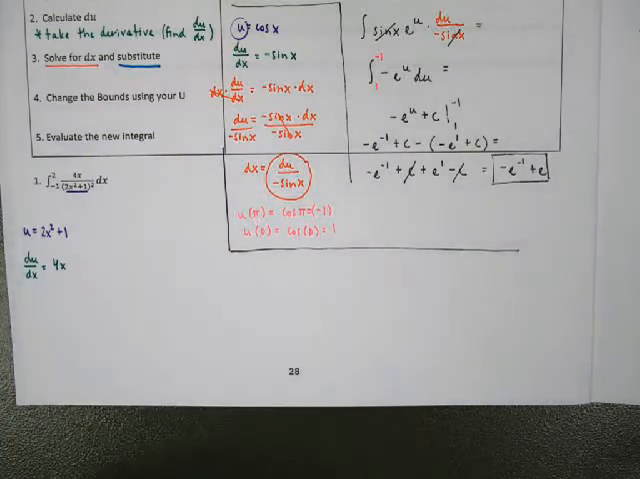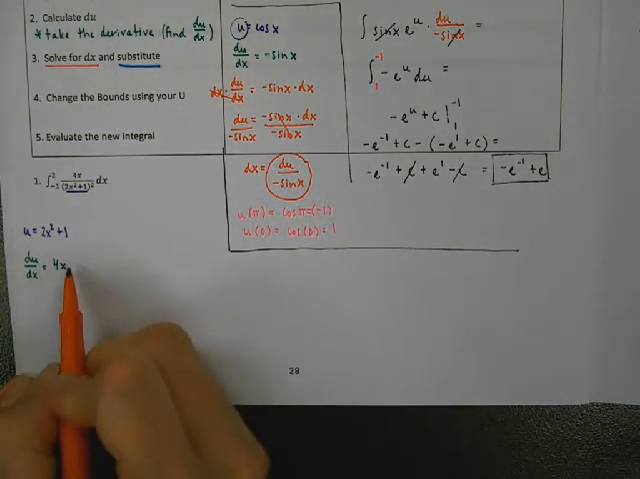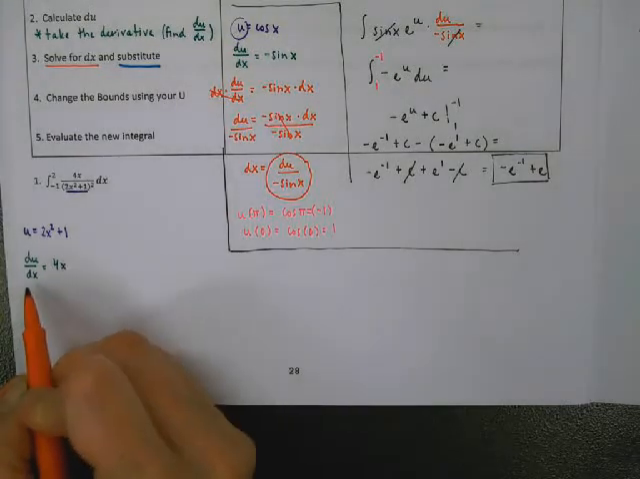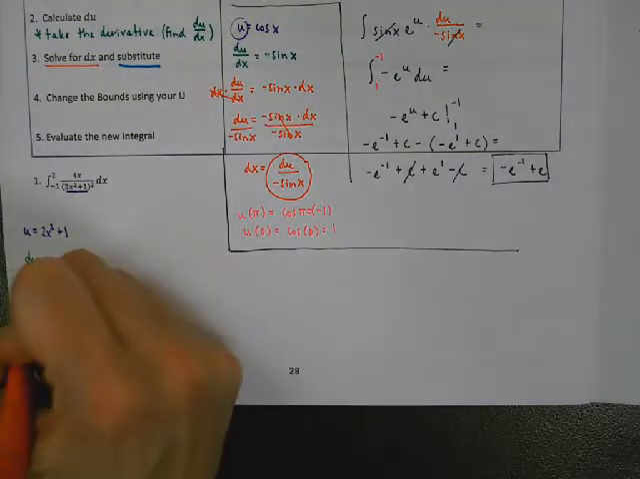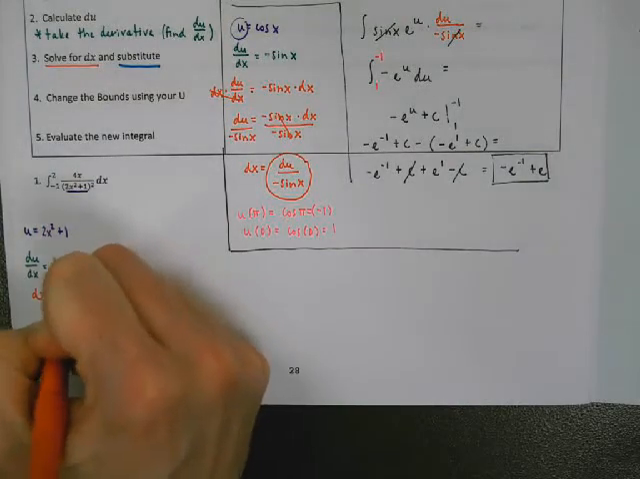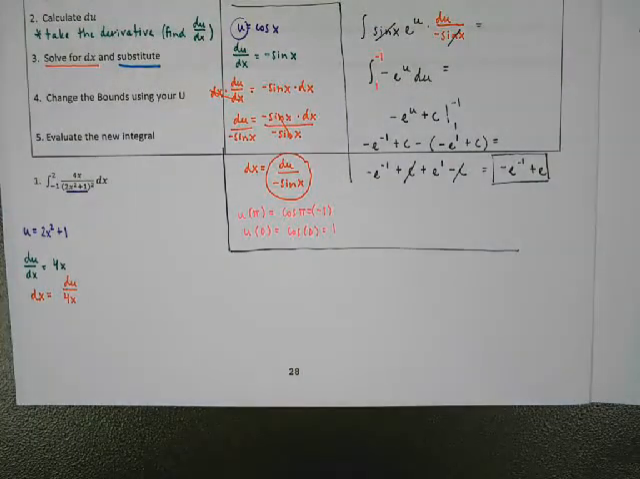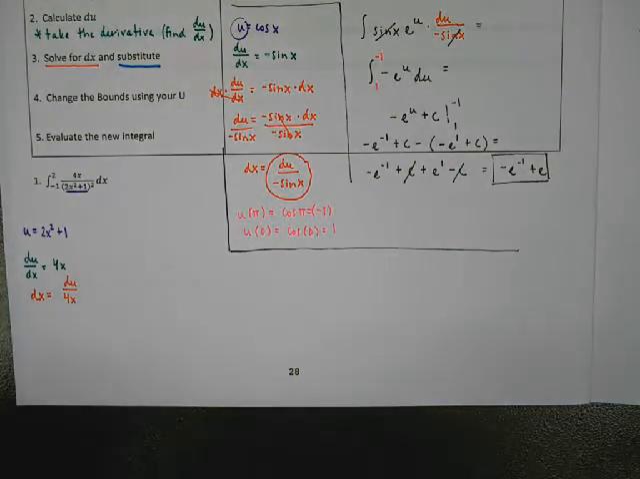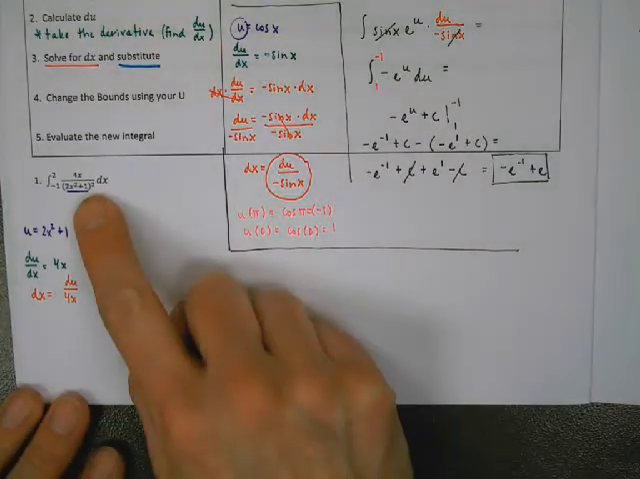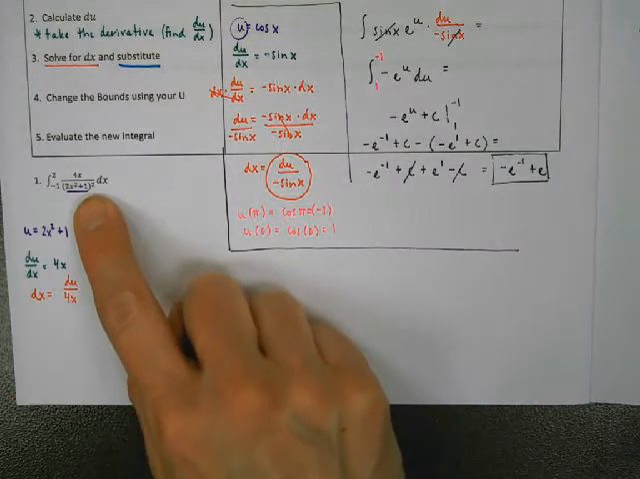And then we solved for dx. Well, now I know if I multiply by dx and then divide by 4x on both sides, I'm going to get that dx is equal to du over 4x. And now I'm ready to start tackling this integral. Again, what I'm hoping to do is make this into something much easier to find the antiderivative of. So let's see how this one works.